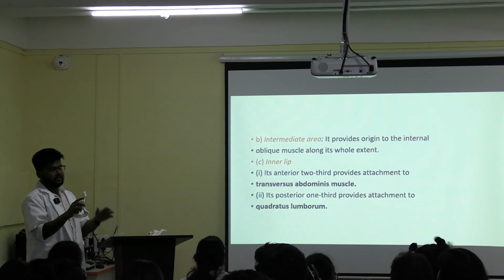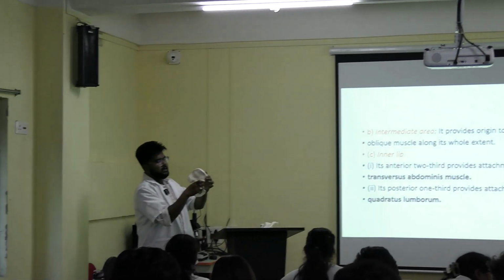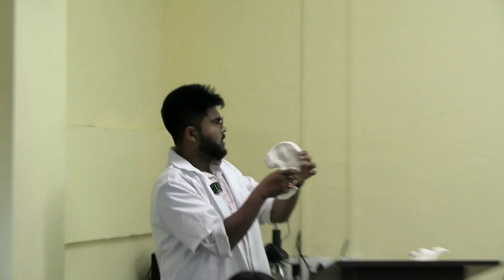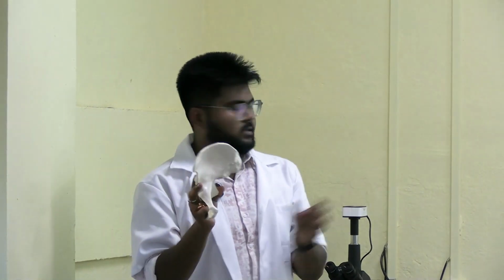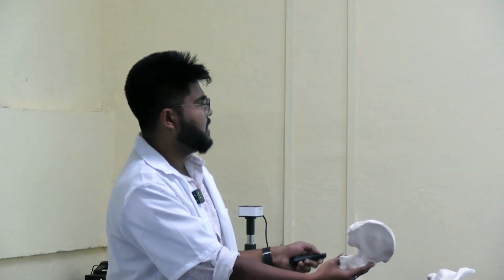See, this is the intermediate area. Here the internal oblique muscle is attached. And this is the inner lip. This inner lip is also divided into two parts, anterior 2/3 and posterior 1/3. In the anterior 2/3, transverse abdominis muscle is attached. And in the posterior 1/3, quadratus lumborum muscle is attached. This is mainly the abdominal muscles.